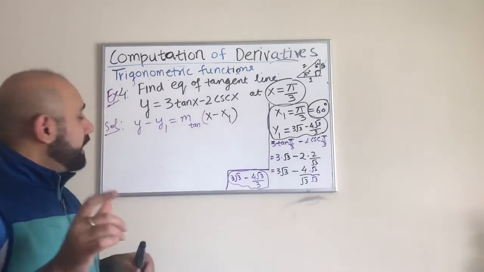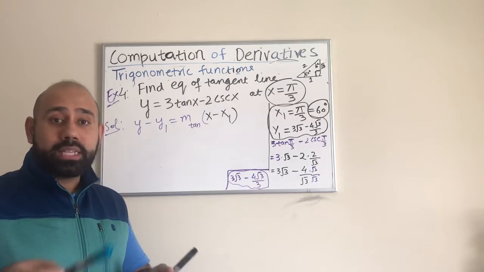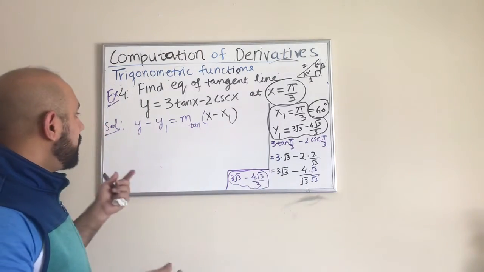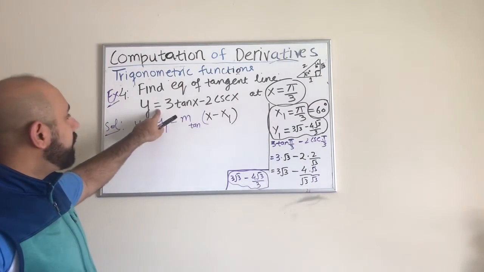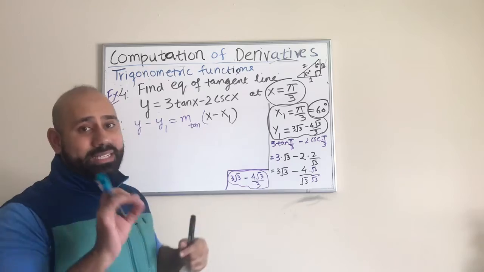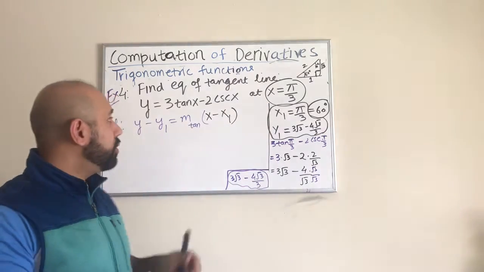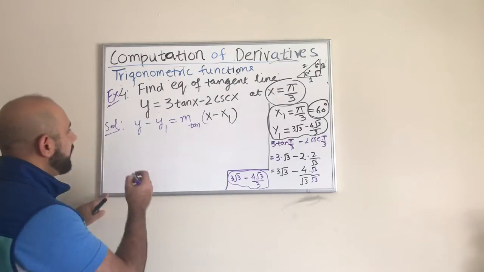Good. Now all I need is to find the slope, and we know the slope is the derivative of this function at that particular point. So to find the slope of this equation, we have to find the derivative of this function, and then we have to evaluate that derivative at x equals pi over 3. That is not too difficult to do because we already know the derivative of the trig functions. So let us go ahead and set that up.